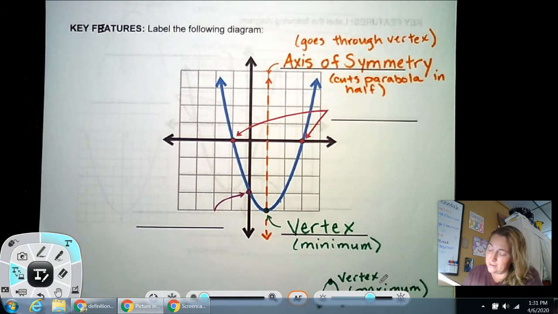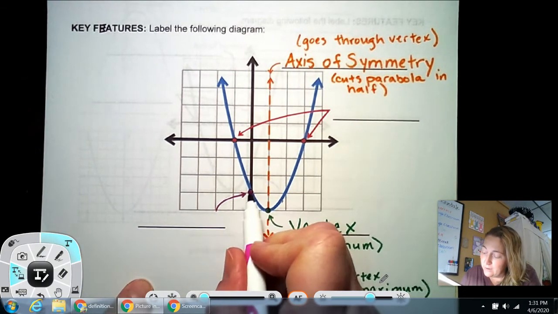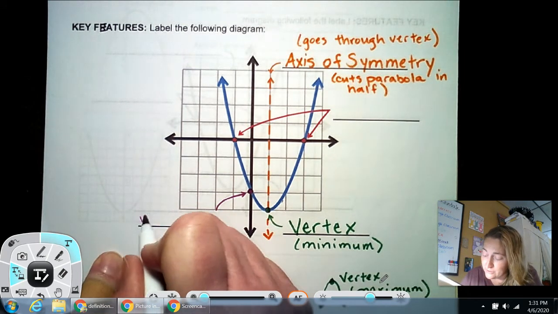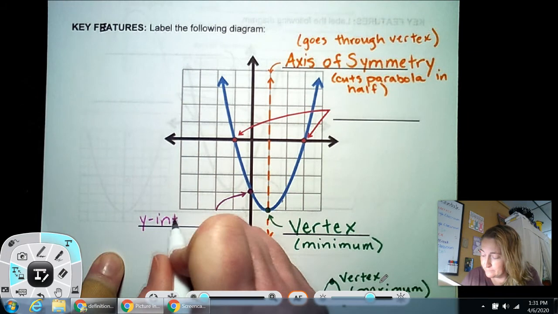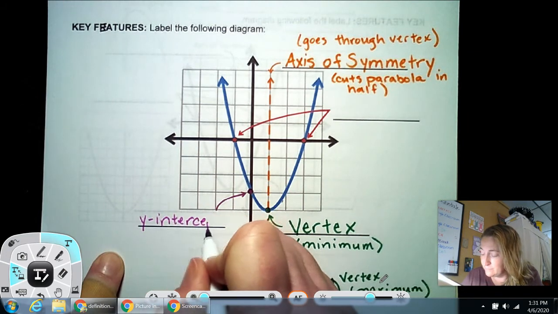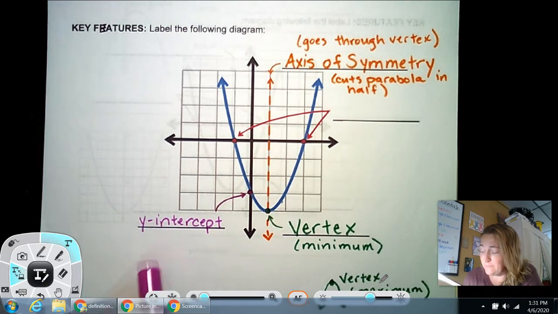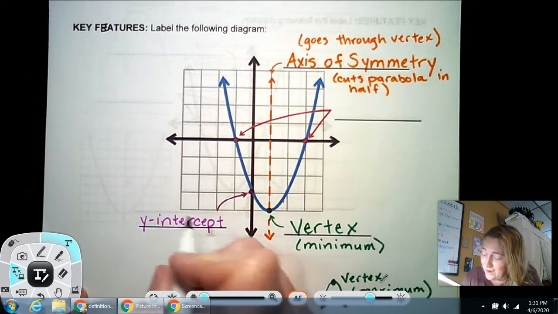Now, this point right here, kind of in purple, this is our Y-intercept. Okay, so we dealt with the Y-intercept a lot when we were dealing with linear functions. The Y-intercept is where the graph crosses the Y-axis.